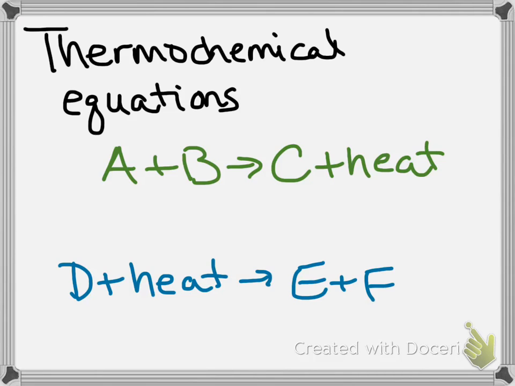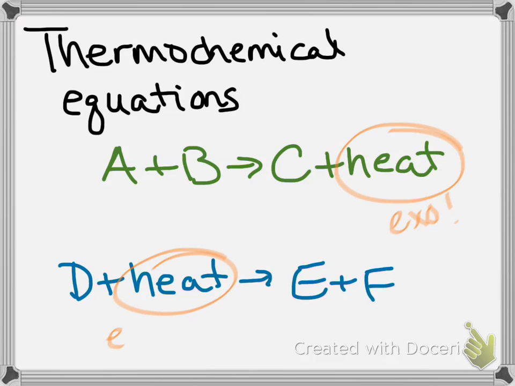So here are two examples of that. In the first one I have heat in my products, and in the second one I have heat in my reactants. The placement of heat tells you whether something is endothermic or exothermic. So when heat is in our products, this is an exothermic reaction. And when heat is part of our reactants, that is an endothermic reaction. Okay, again, that's what we talked about on Wednesday. Exothermic and endothermic.